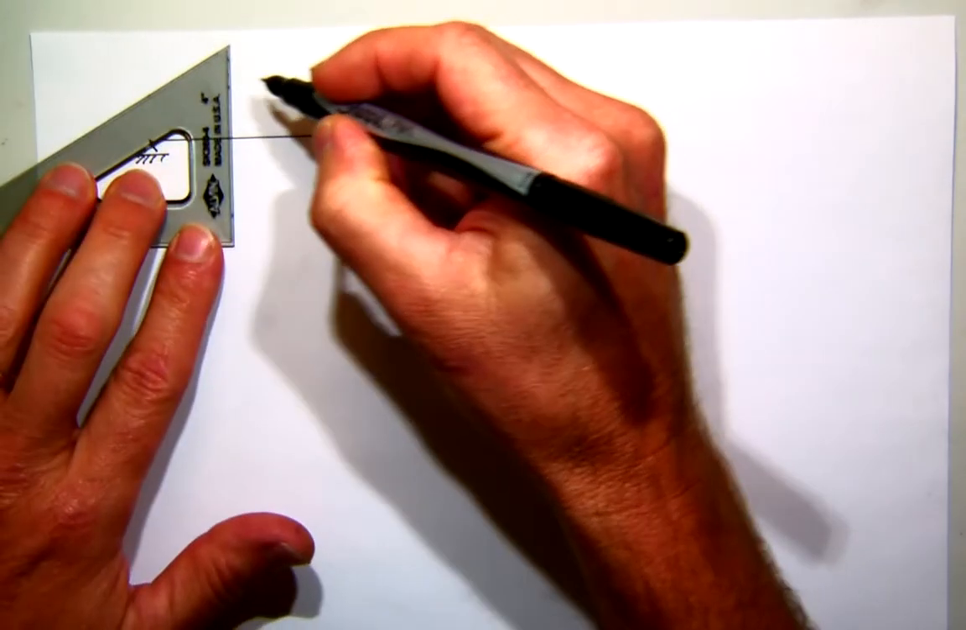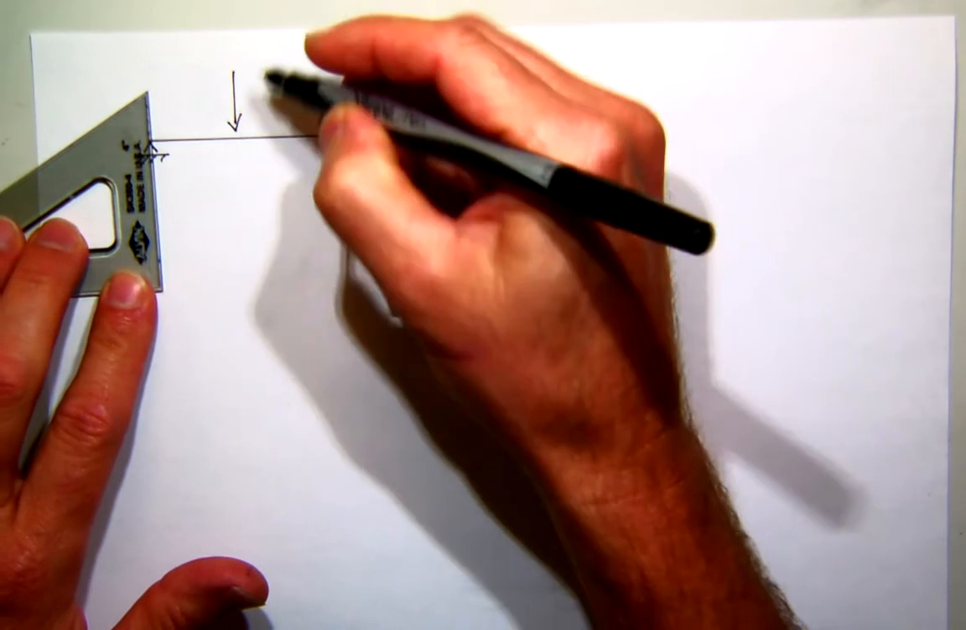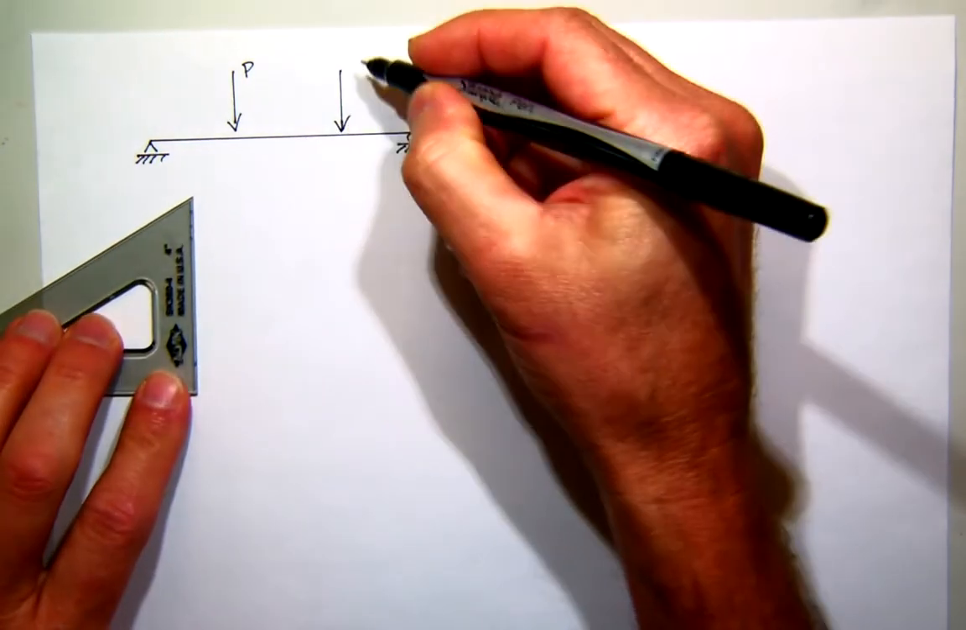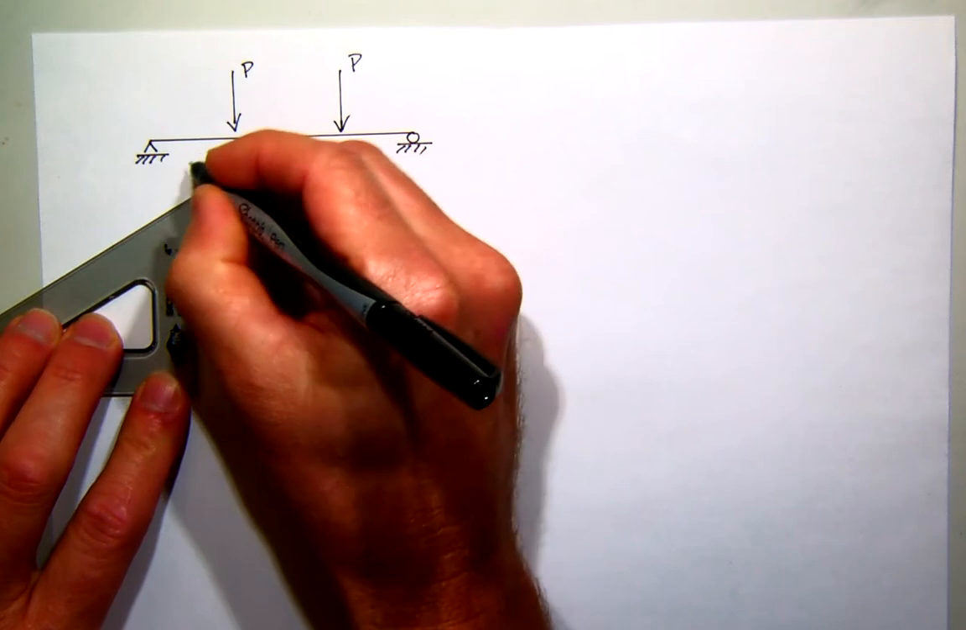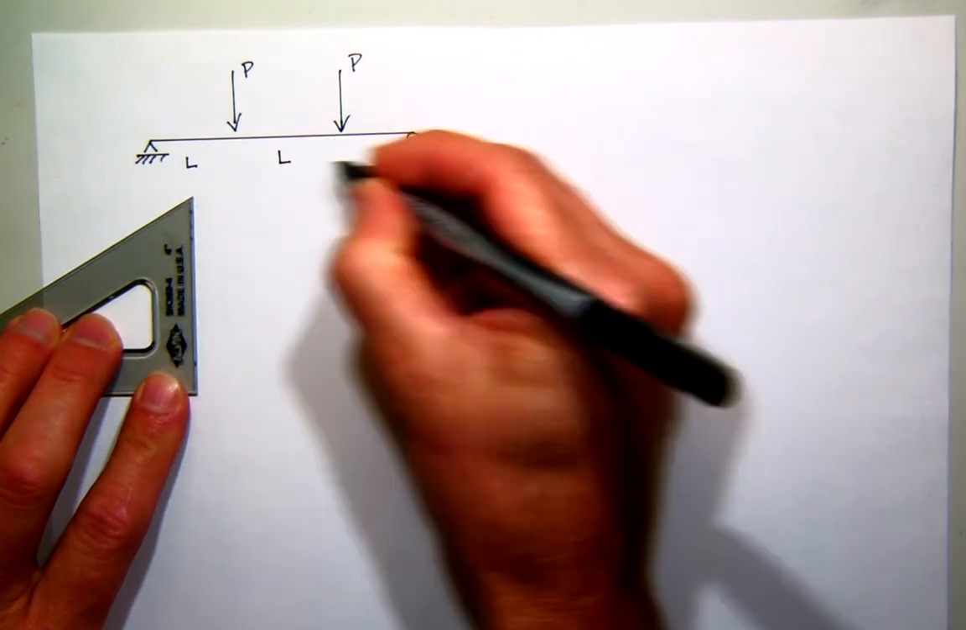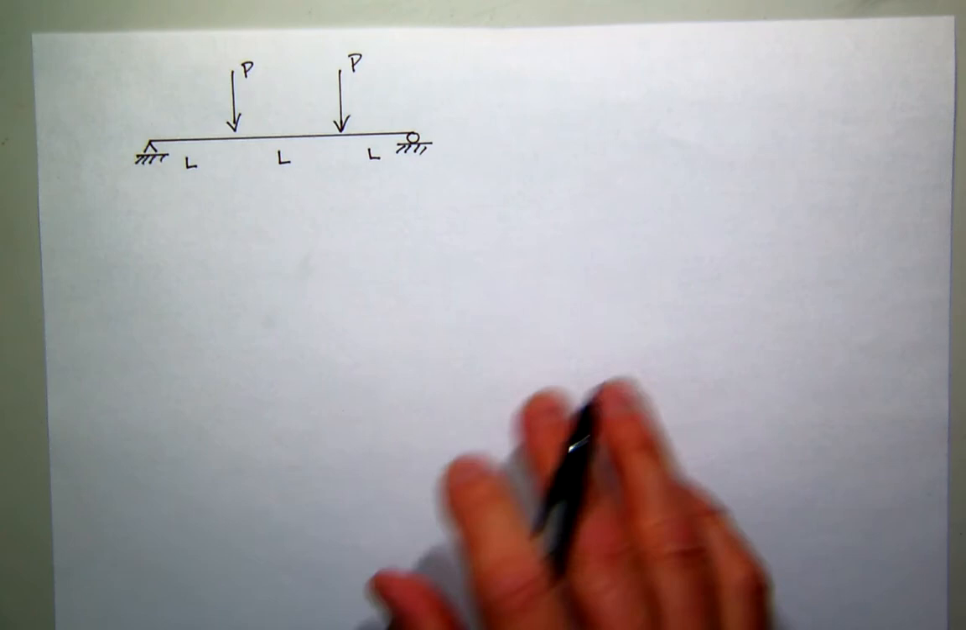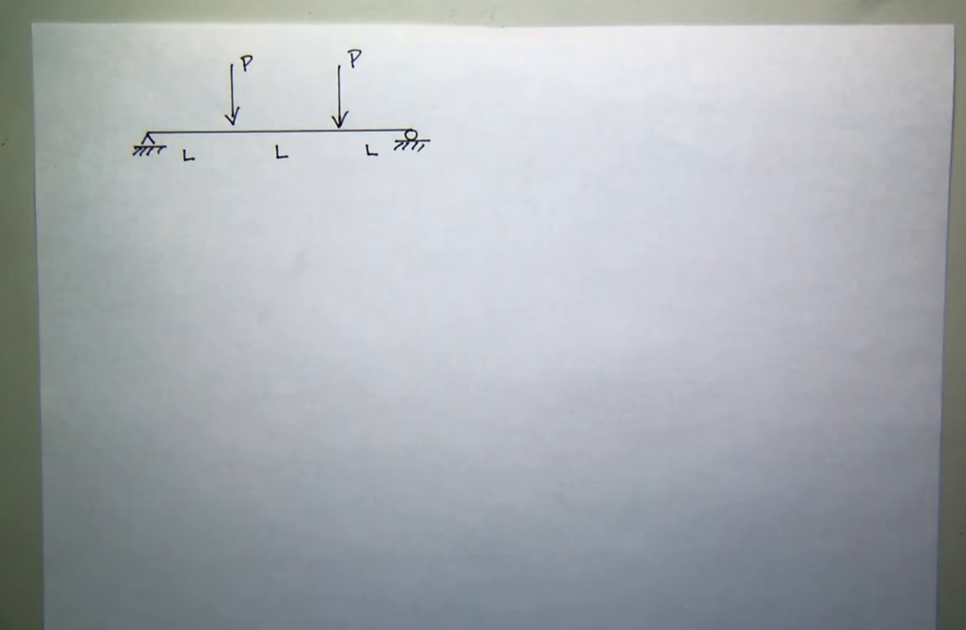And it had loads of value P equally distributed so that they were each L distance apart. So the total length of the beam is 3L. And the first thing we need to do is find the reactions.